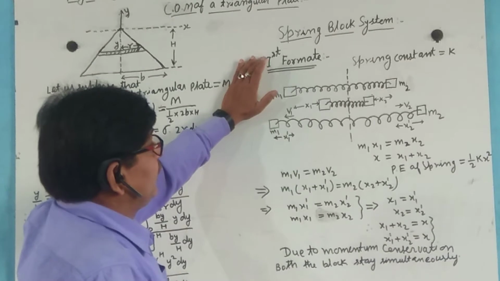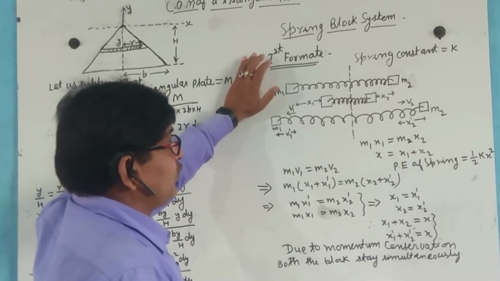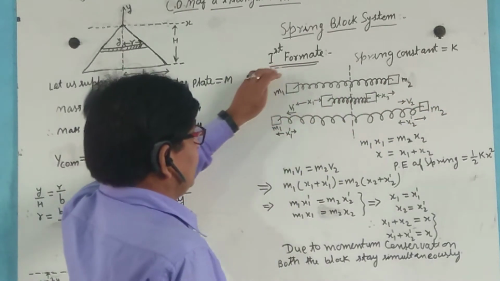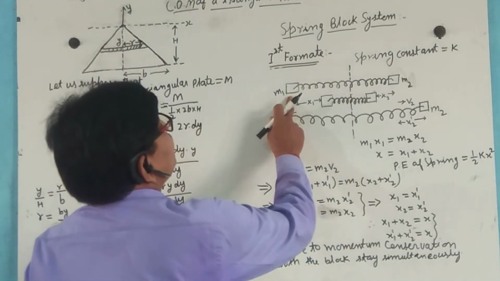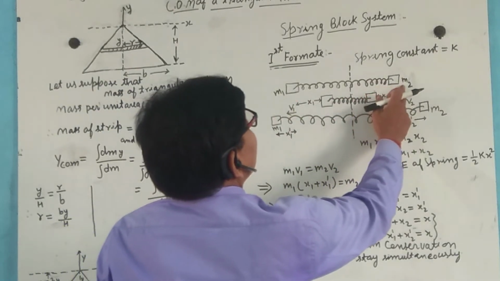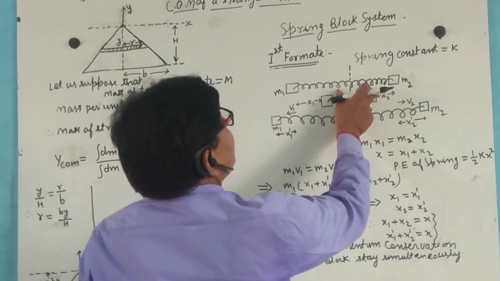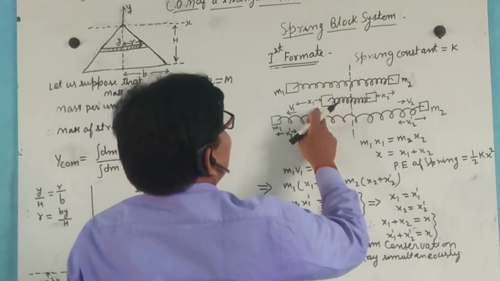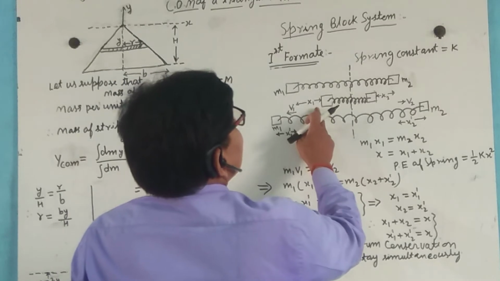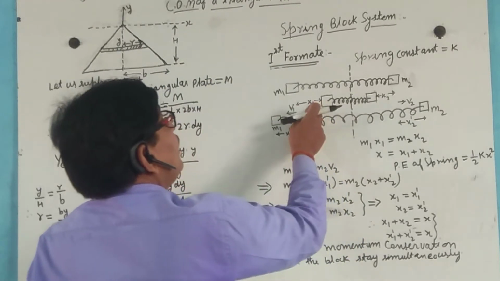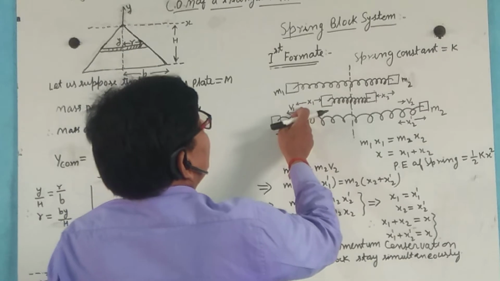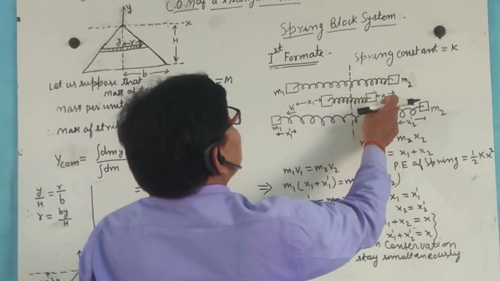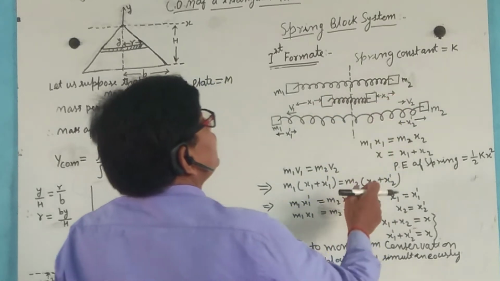In this case, we take a setup where the spring constant is k, the mass of this block is m1 and the mass of this block is m2, and the spring constant is equal to k. Now we elongate the spring by a distance x, where this is the x1 distance and here the x2 distance.